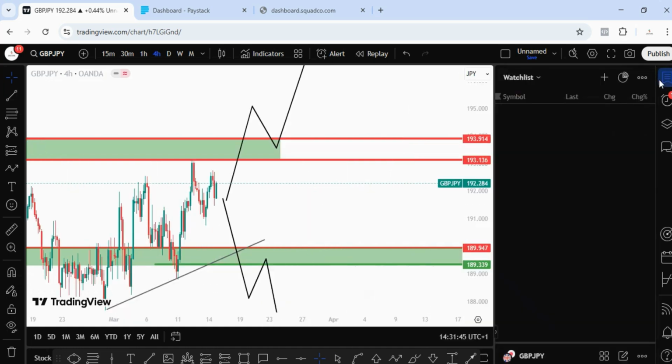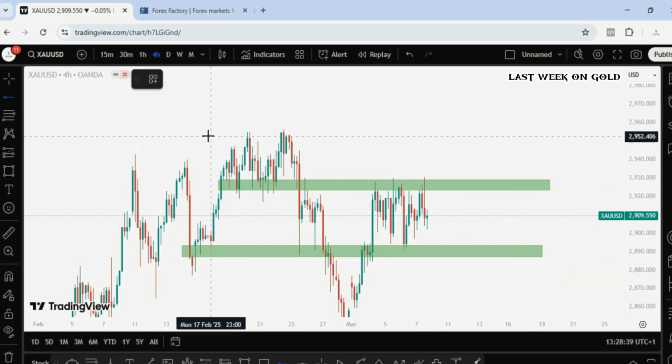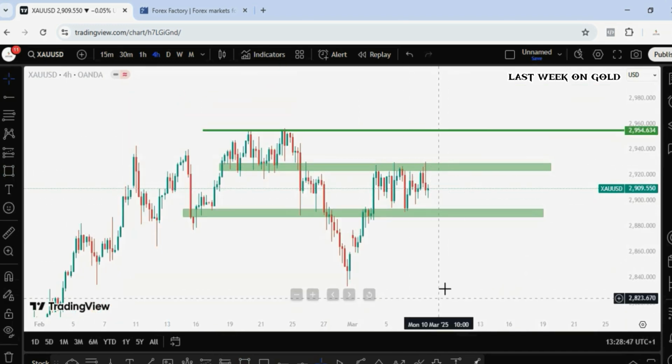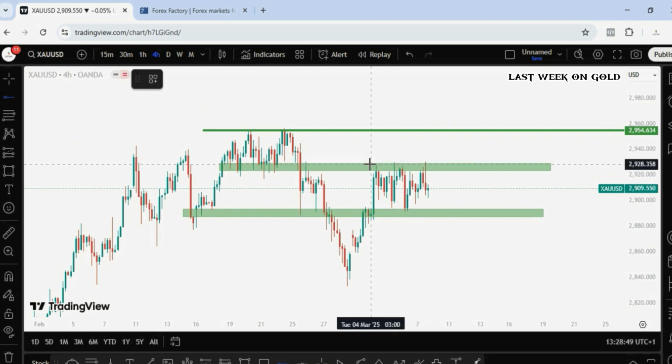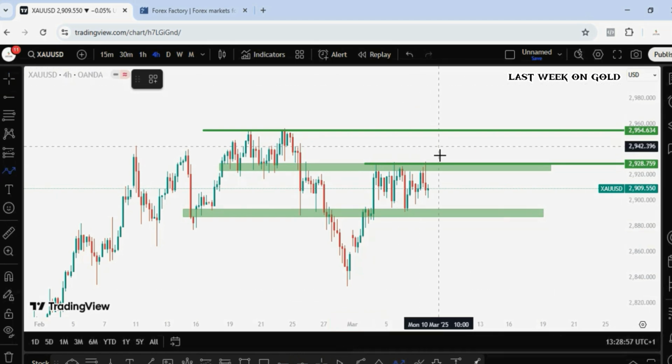So the next on my list is gold. Going into next week, I'll put my bullish target here. Price is currently stuck in this range. So going into next week, I would wait for price to break out of this 2,928.759 area so that we can now continue bullish.